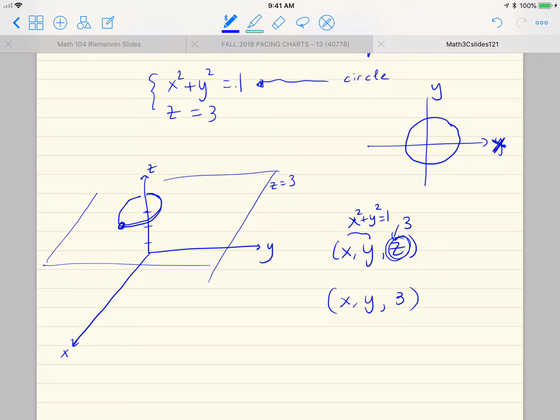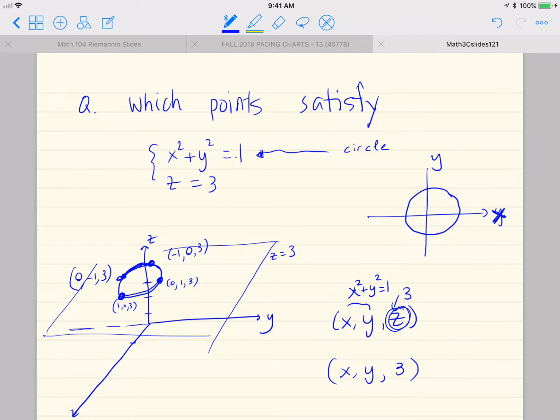Okay, so I'll have points like this point here, which would be (1, 0, 3). Then this point here, which is (0, 1, 3). This point back here is (-1, 0, 3). And then the point down here is (0, -1, 3). So the answer is that this is a circle that's lifted 3 units above the xy plane.